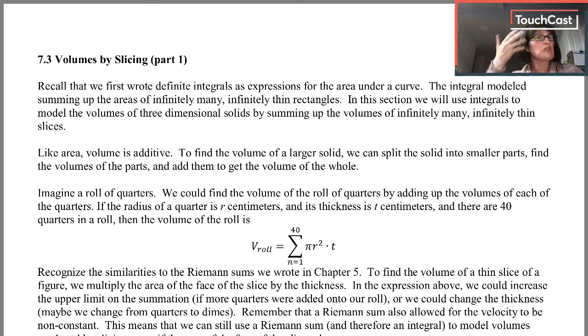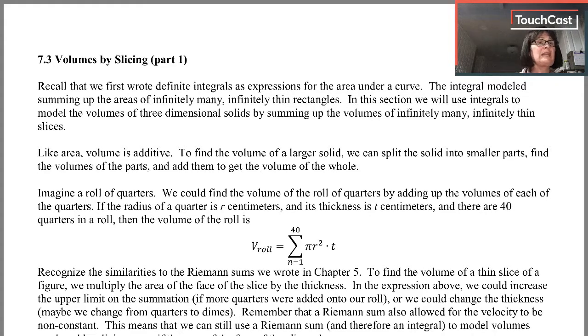So just to start to get the idea of what this is going to look like, imagine a roll of quarters. If you found the area of the face of one quarter and multiplied it by the thickness of the quarter, that would give you the volume of that quarter. And you could add up the volume of all 40 quarters in the roll, and that would be the same as the volume of the entire roll.